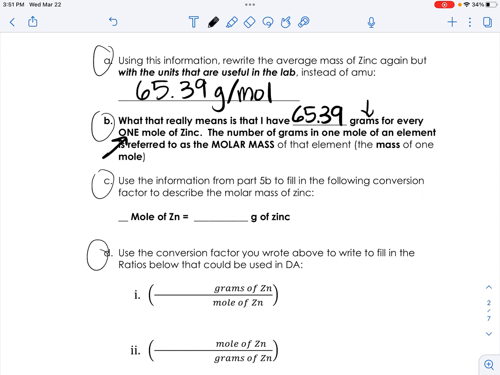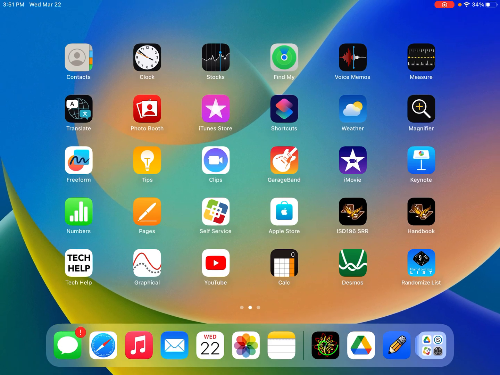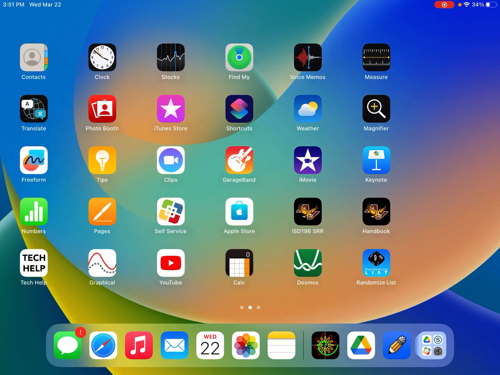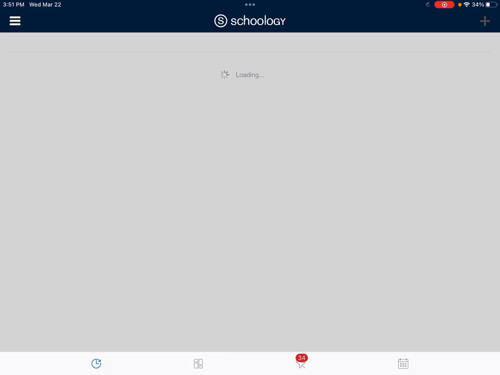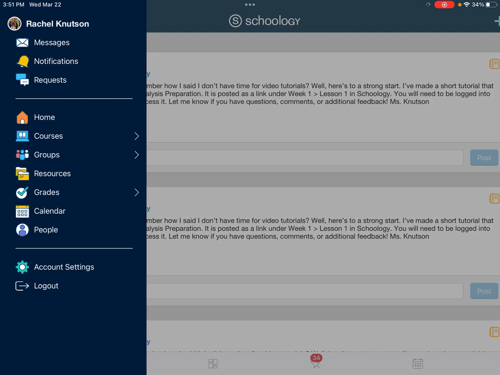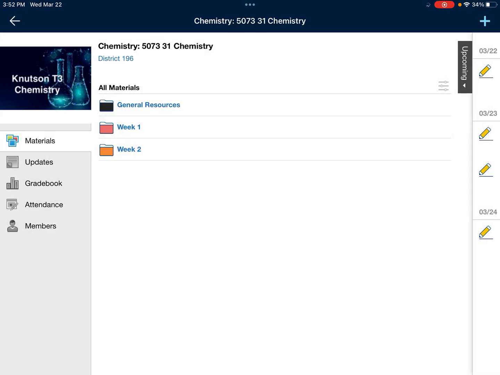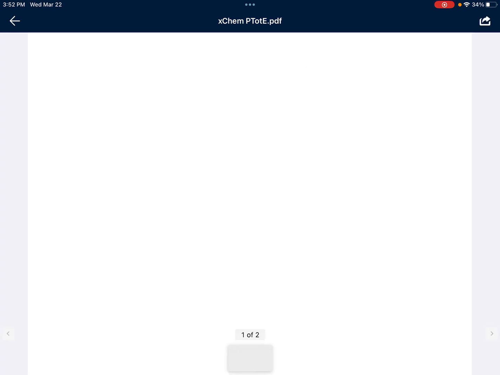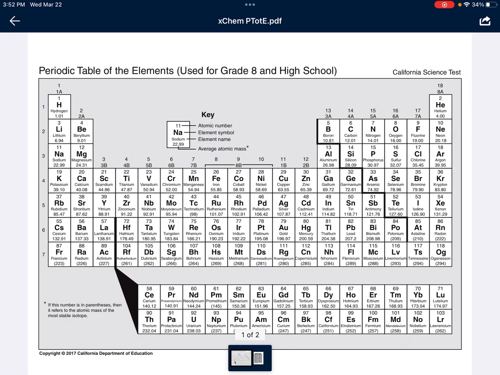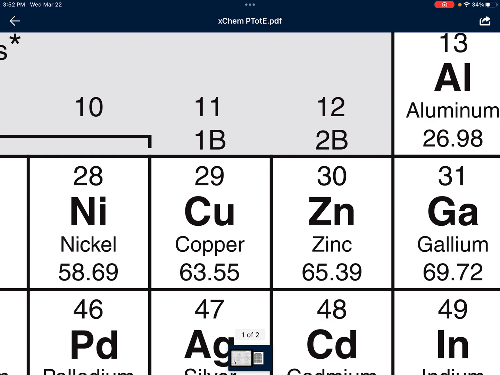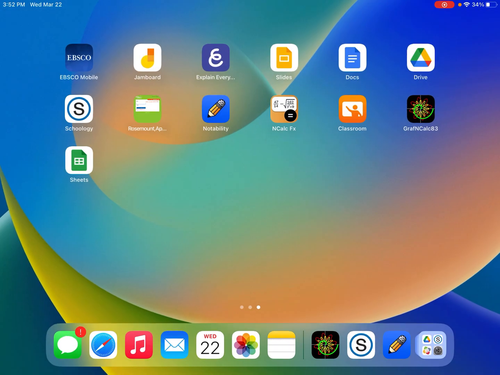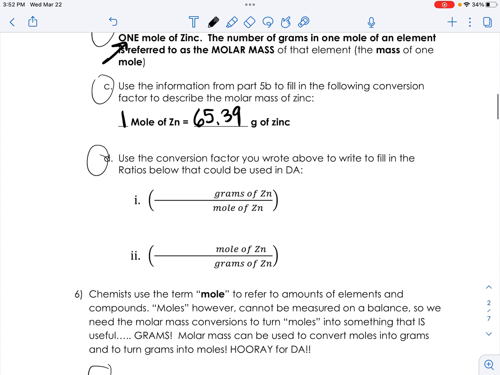So now we can use that information to make a conversion factor. In 1 mole of zinc, there are 65.39 grams of zinc. And that info, that 65 number, if you haven't gotten it already, comes from the periodic table. If you go to my general resources folder on Schoology, you can find our periodic table that we use. And when I look for zinc, I find that it's right here, and it has that number 65.39. That's its atomic mass. Okay, so that's how we got that.